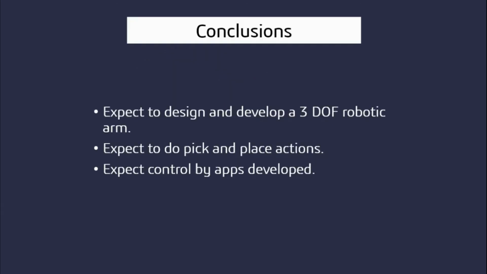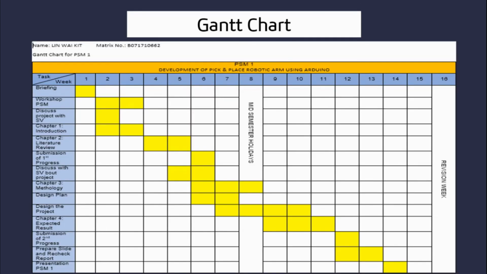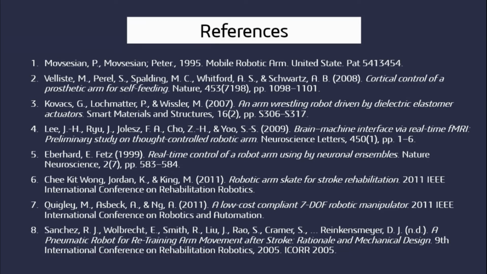Conclusions. As a conclusion, I expect to design and develop a 3 degree of freedom robotic arm, and the developed robotic arm is expected to do pick and place actions, and be controlled by the apps developed. This is the Gantt chart of my project, and these are the references that I went through for my project.